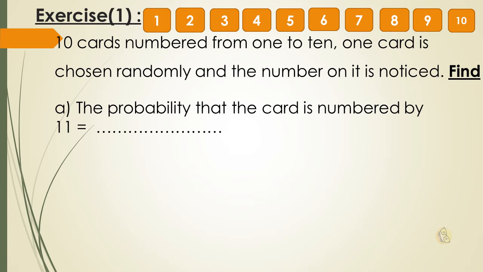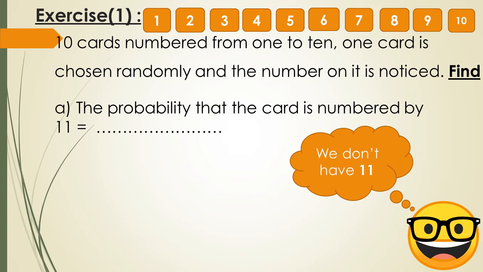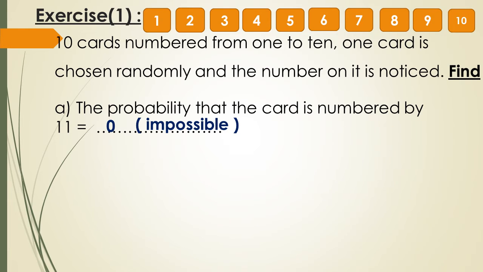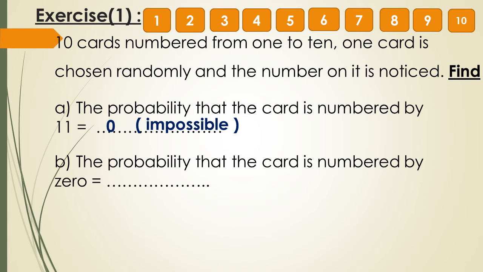Ask myself, do we have number 11? No, we don't have number 11. So the probability that the card is numbered 11 is impossible. And impossible equals 0. So the answer will be 0. Letter B. The probability that the card is numbered 0. Ask myself, do we have a card with number 0 here? No, so it's impossible to get a card with number 0, which equals 0.